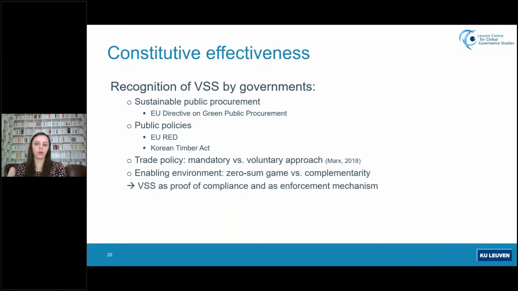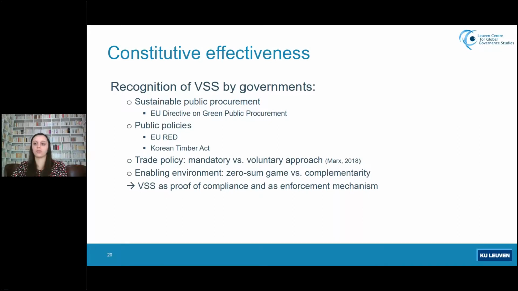Okay, and lastly, governments can also recognize VSS through more indirect means, for example, creating an enabling environment for VSS to operate in. So there are some authors, such as Pierre and Peters, you can find the references on the last slides. They have framed the relationship between VSS or private regulations and state regulation as either or a zero-sum game, in the sense that they think that private regulation would replace public regulation.